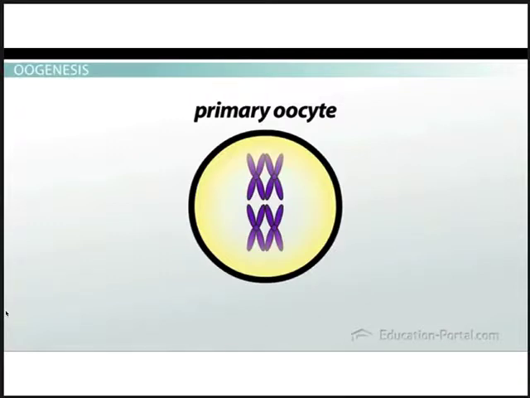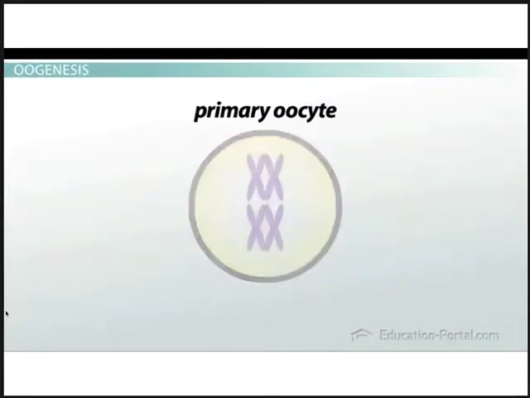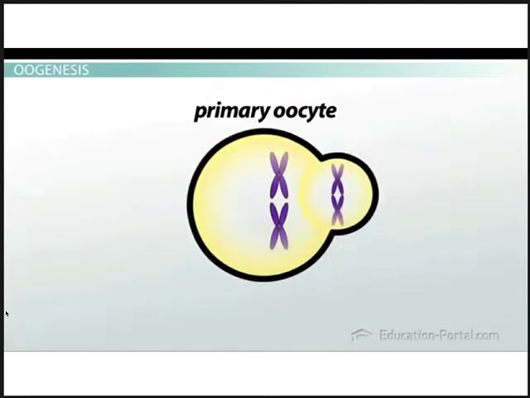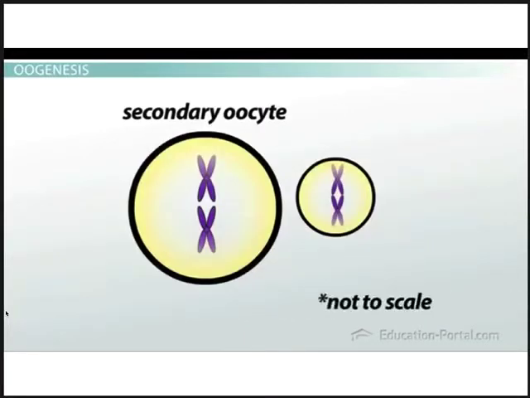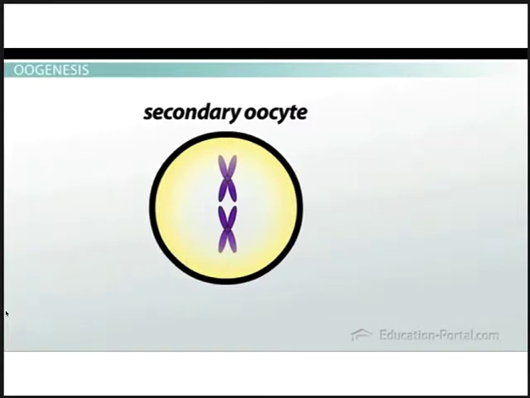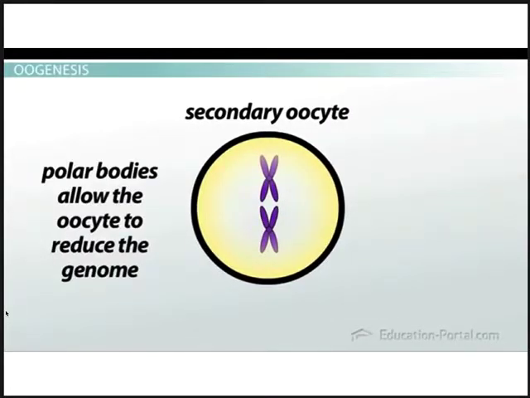When the primary oocyte does finally complete its first meiotic division, it divides the chromosomes evenly, just as you would expect. However, it does not divide its cytoplasm equally. Almost all of the cytoplasm remains in one of the 2 daughter cells, which becomes a secondary oocyte. The other daughter cell, which gets half of the chromosomes but very little cytoplasm, is called a polar body. The polar body is not a functional oocyte. Instead, it degenerates and dies. The formation of a polar body allows the primary oocyte to reduce its genome by half and conserve most of its cytoplasm in the secondary oocyte.